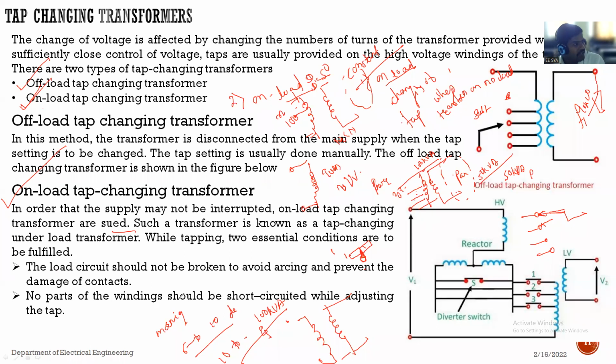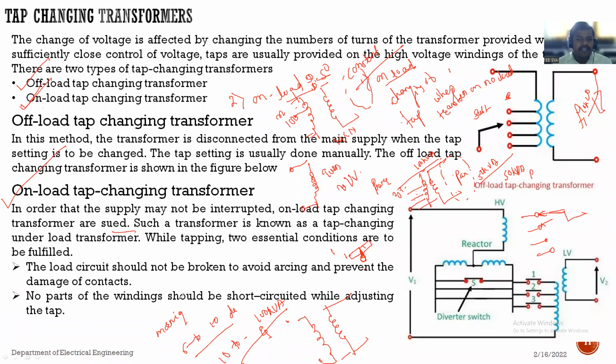The circuit as it is will maintain continuity of supply, and to avoid arcing and prevent damage of contact, this care should be taken. The first condition is essential: the secondary circuit should not be broken, arcing will not be formed, and it will prevent damage of that contact. And the second one: no part of the winding should be short circuited while adjusting the tap.